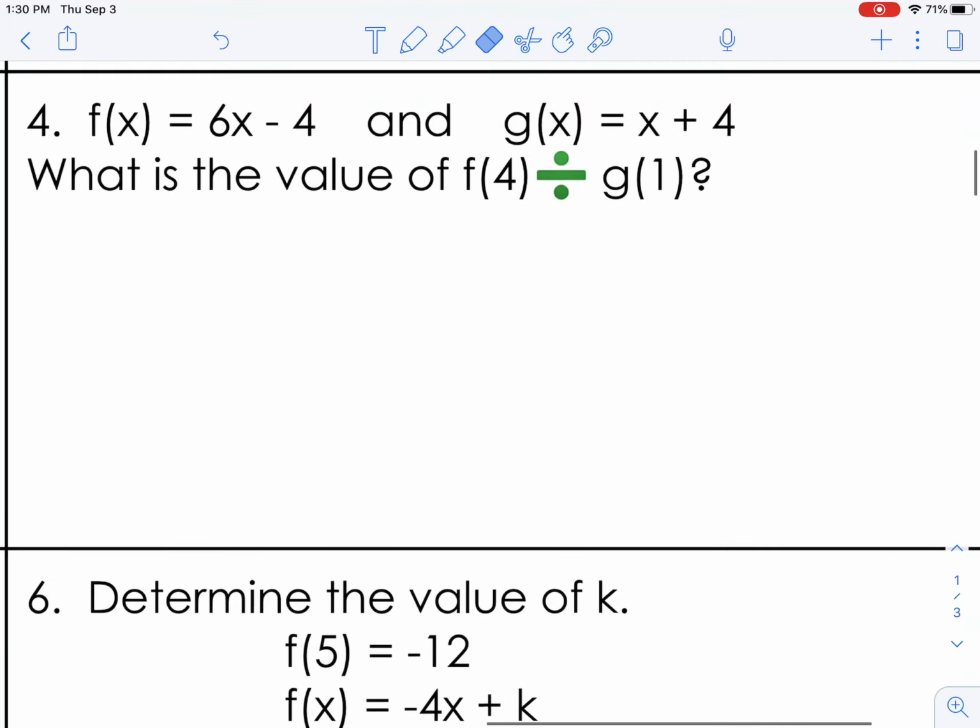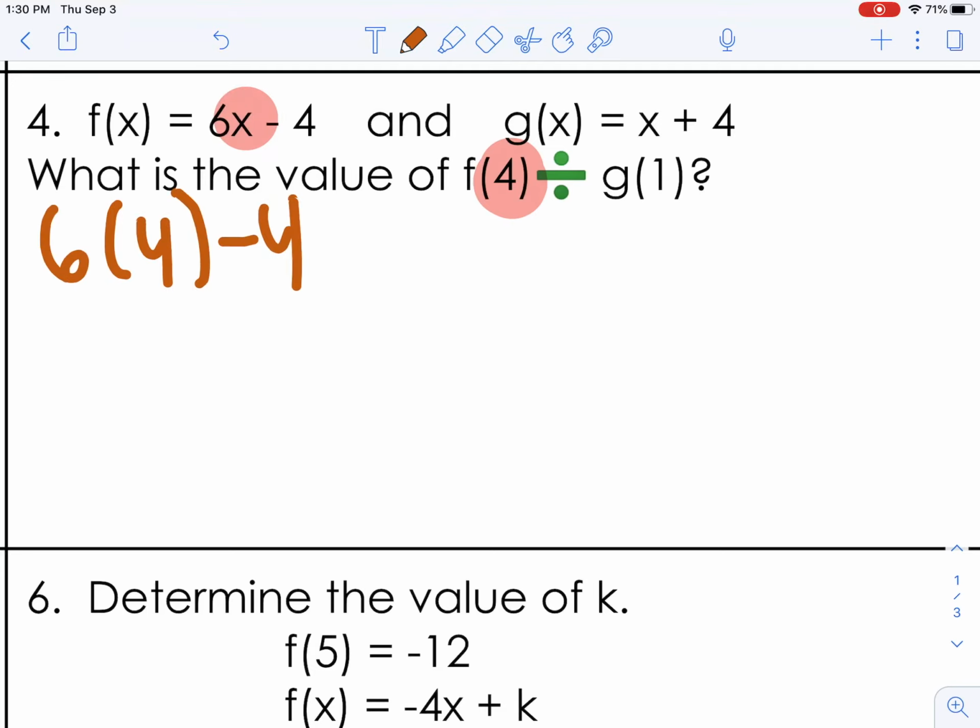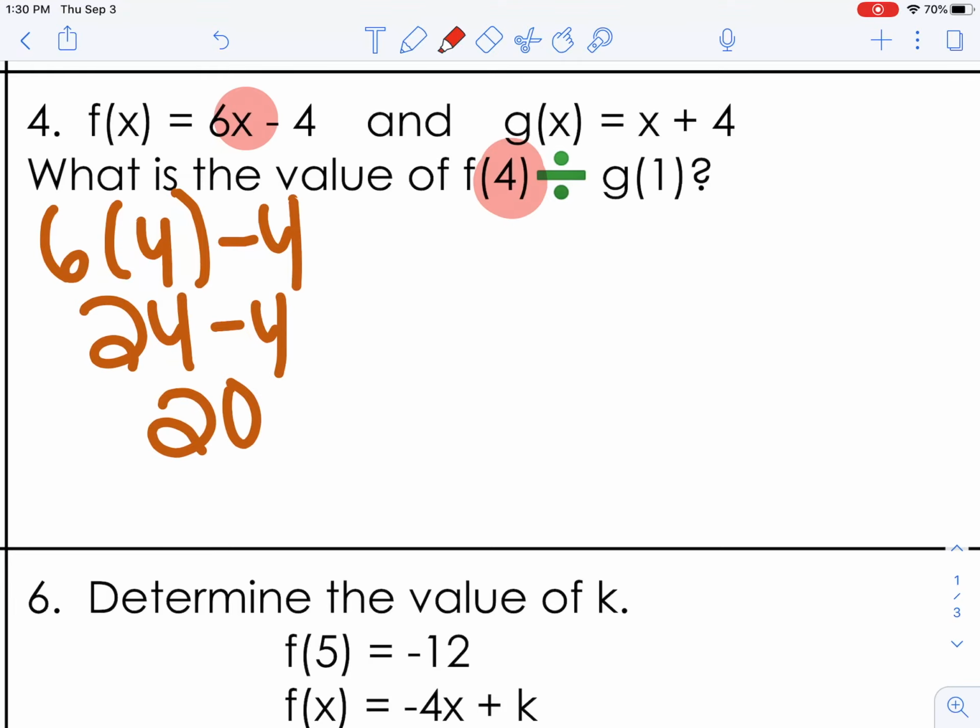Number 4, f of x equals 6x minus 4 and g of x equals x plus 4. What is the value of f of 4 divided by g of 1? All right, so f of 4, we're going to plug in 4 for x. So that gives us 6 times 4 minus 4. 6 times 4 is 24. Minus 4 is 20. Next, for g of 1, we're going to replace the x in the g of x function with a 1. So instead of writing x plus 4, we are going to write 1 plus 4, which is 5.